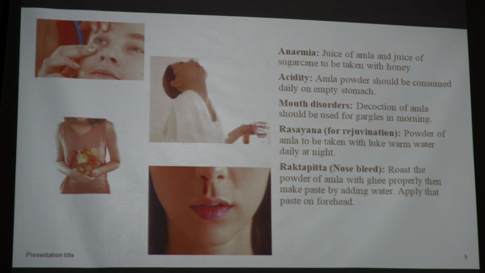Anemia, like lack of RBCs. Anemia is common nowadays. In anemia, juice of amla and juice of sugar cane should be taken with honey. Acidity. It is very effective in hyperacidity. Amla powder should be consumed daily on empty stomach. Keep one thing in mind. In hyperacidity, one should consume the drug always on empty stomach. Mouth disorders. Decoction of amla should be used for gargles in morning.